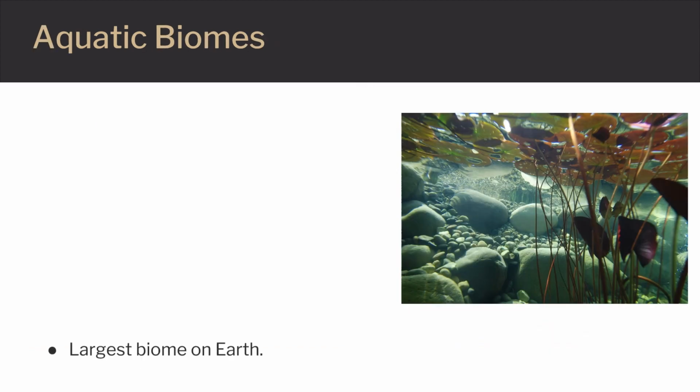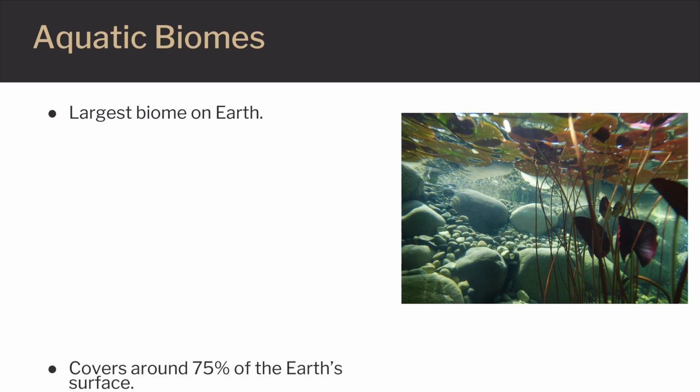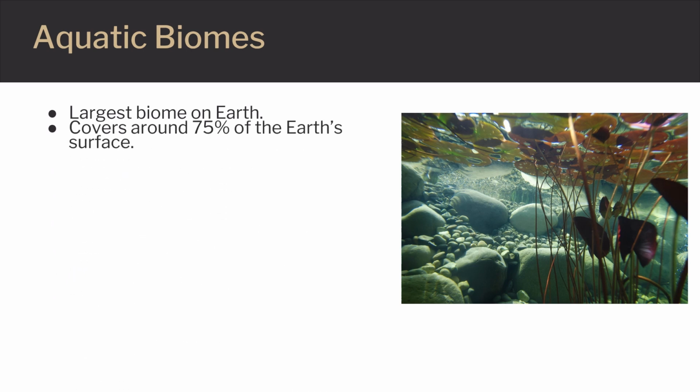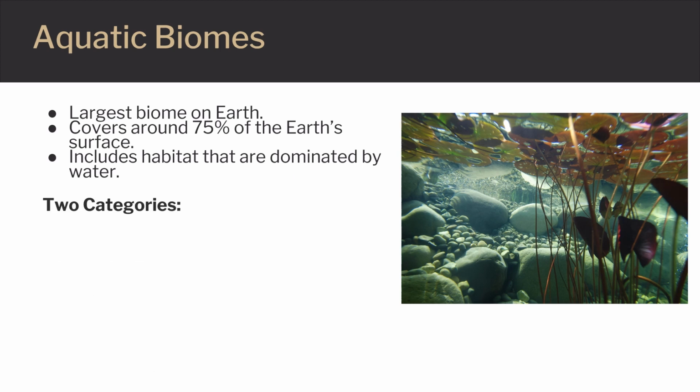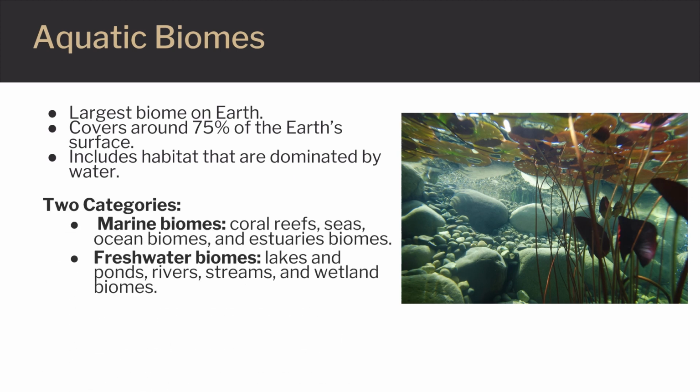The aquatic biome is the largest biome on Earth, and it covers around 75% of the Earth's surface. Aquatic is anything living in or growing in, happening in, or connected with water. Aquatic biomes are divided into marine and freshwater biomes based on salt content. Marine biomes are further divided into coral reefs, seas, and ocean biomes, and estuaries biomes. Freshwater biomes are lakes and ponds, rivers and streams, and wetland biomes.